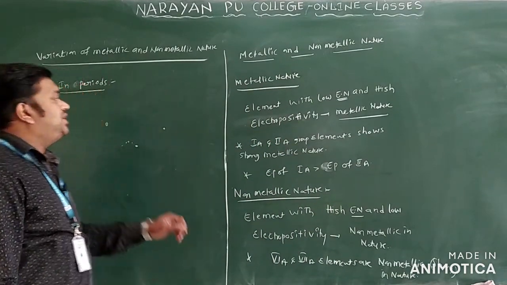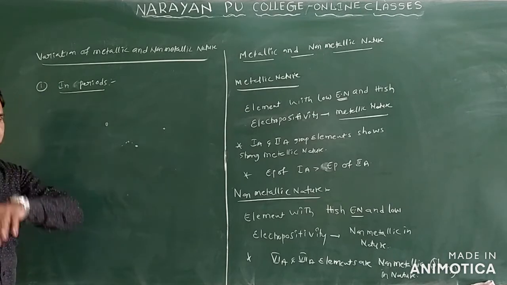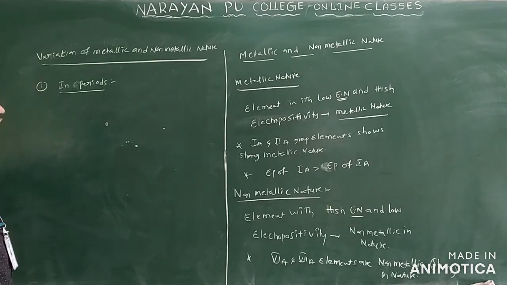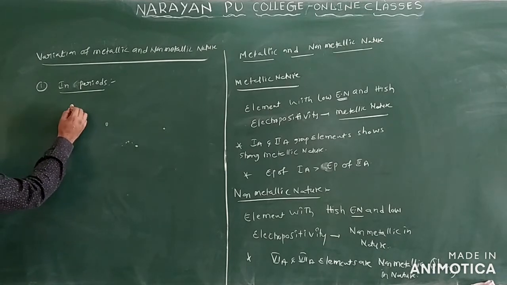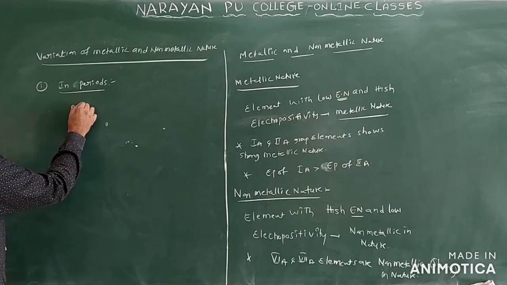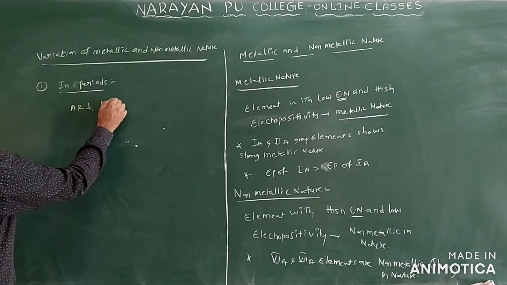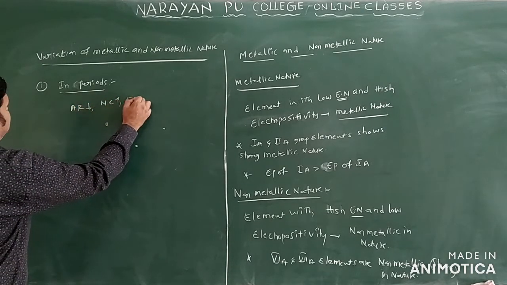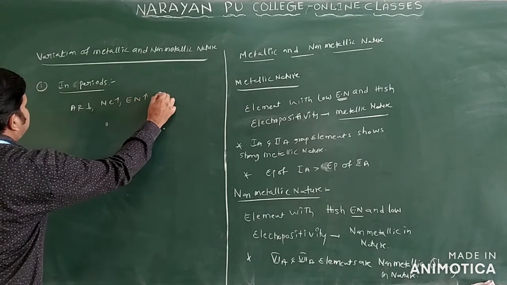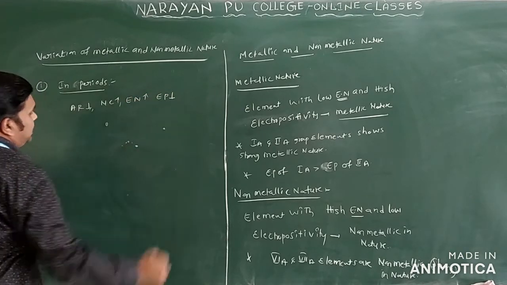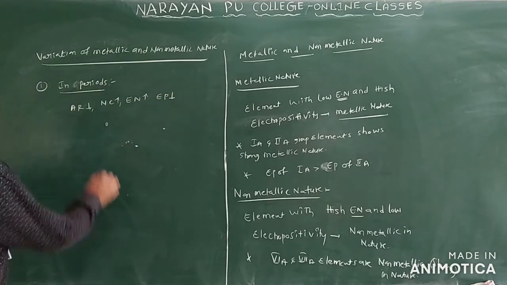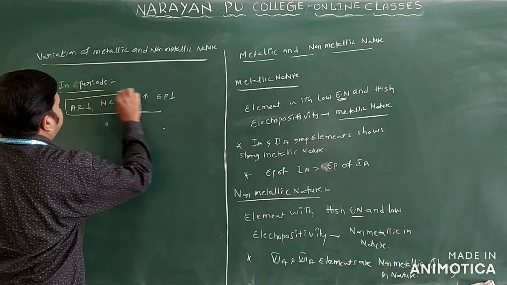Now we will see the variation of the metallic and non-metallic nature along the periods and groups only. In periods generally, I am writing the normal properties only. In a period generally, atomic radius decreases, nuclear charge increases, electronegativity increases, electropositivity decreases. These are the properties you can keep in your mind.